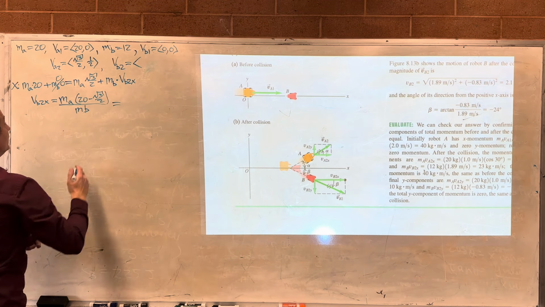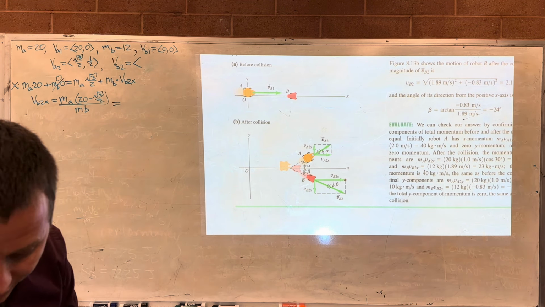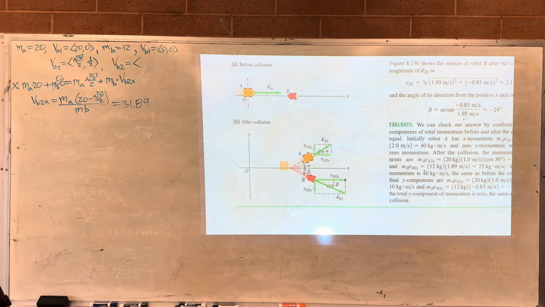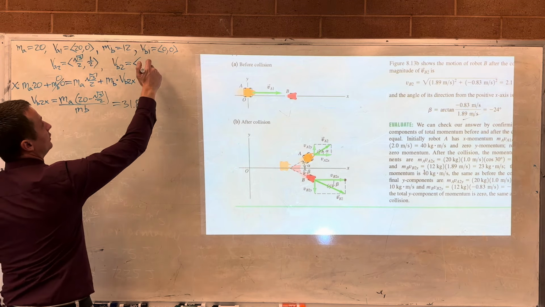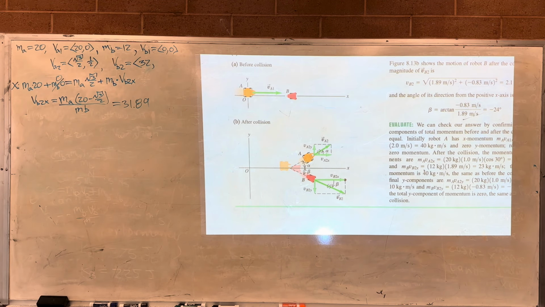Let's plug it all in. We have MA was 20. 20 times 20 minus square root of 3 over 2, all divided by MB was 12. And I got 31.89. I don't know if we'll ever need that rounded value later. Do we only have 2 significant figures, or do we have 3? I'll pretend it's 2. So this is 32 in the x direction.